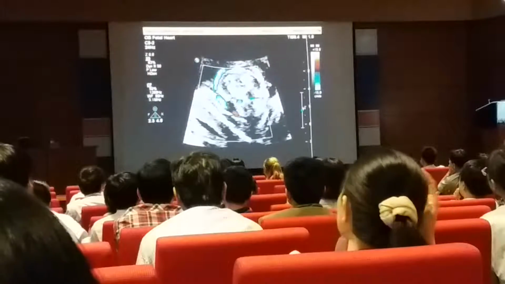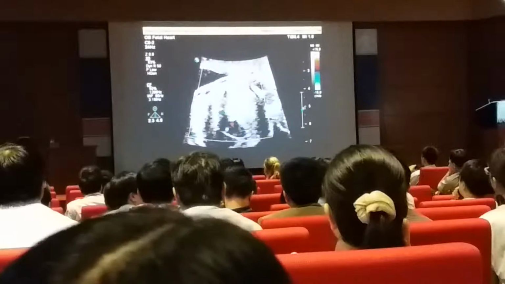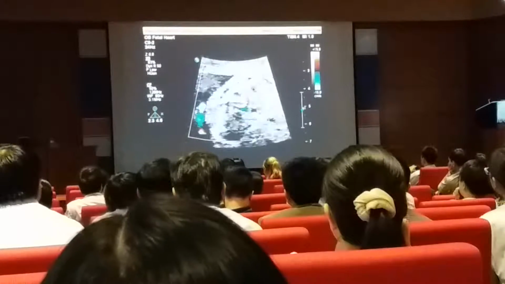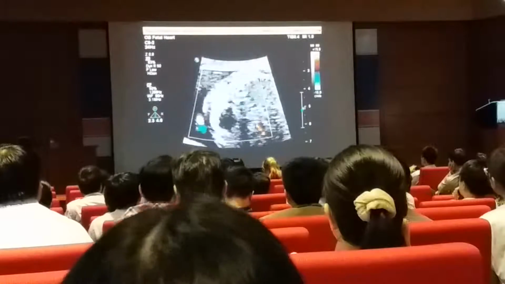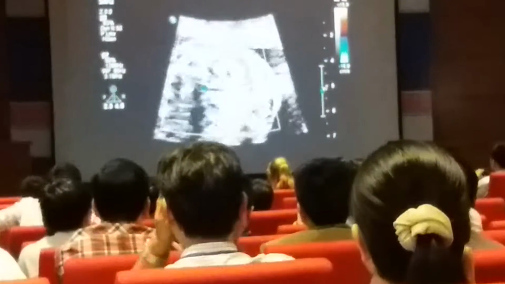Depth. Is there a label that says depth there? Okay. All right. Okay. So we're looking at some cystic structure in the heart.